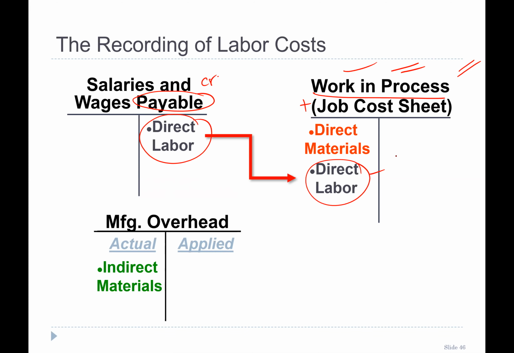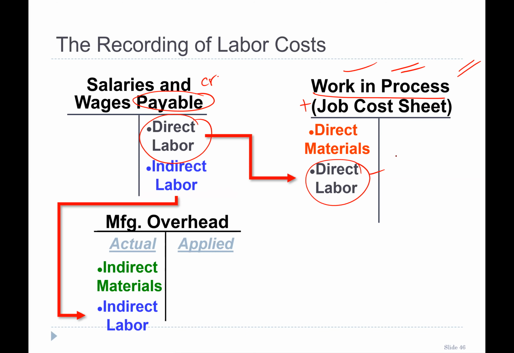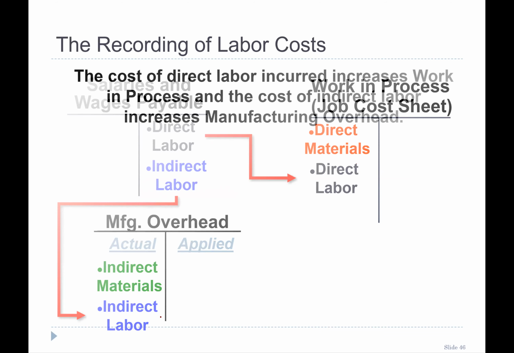Similarly, the indirect labor, like the guard, the supervisor, and all the stuff. All those salaries are included in manufacturing overhead. Manufacturing overhead is our expense. So expense increase, it is written on the debit side. So similarly, like direct material goes directly to the work in progress and indirectly to the manufacturing overhead, similarly with labor, all the salaries and wages payable: direct labor is going to the work in progress, indirect labor is going to the manufacturing overhead. Here comes the entry.